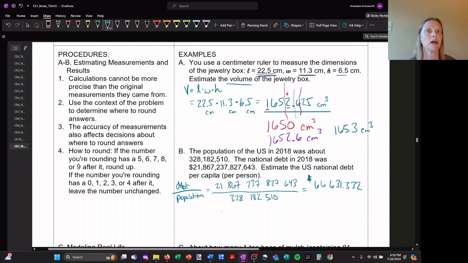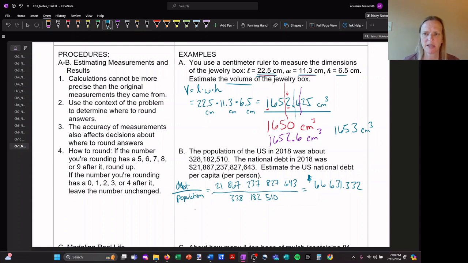Now, what level of precision makes sense in this answer? Well, population is constantly changing. People are dying, being born every moment. And certainly across the course of an entire year, you're going to have a wide variety of population. The same thing is true with the national debt. The debt is changing every moment, every second. And therefore, you can't possibly say what the national debt was in a year with any degree of specificity.